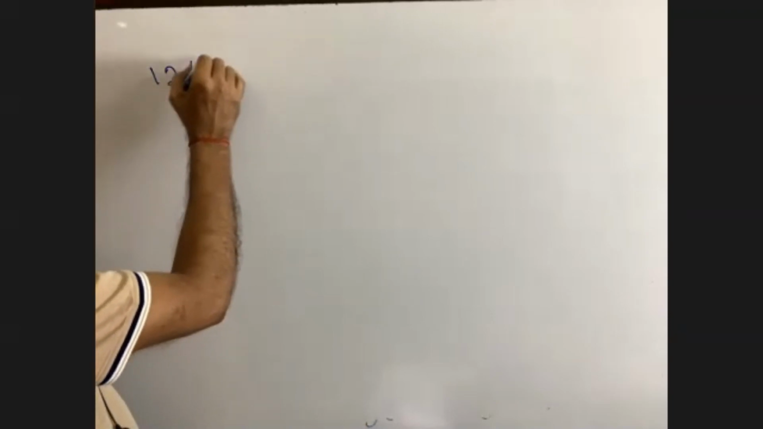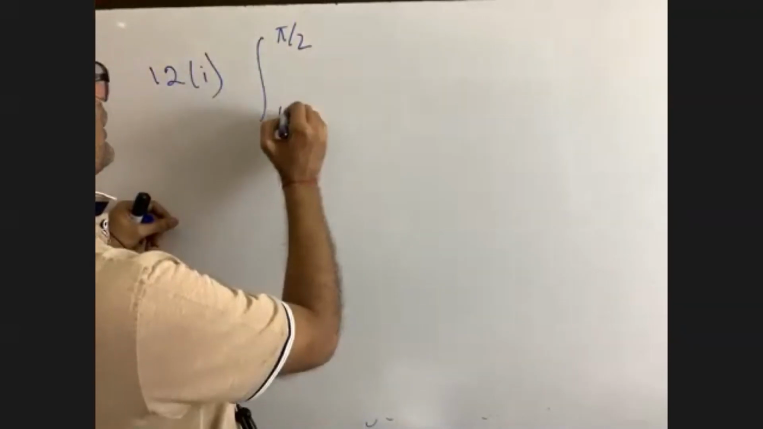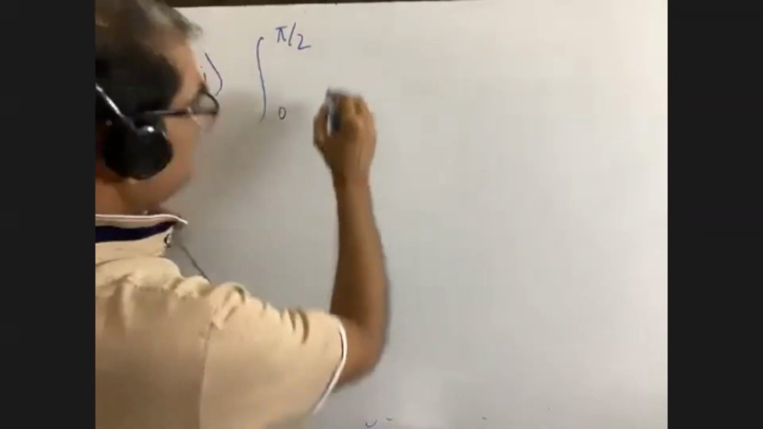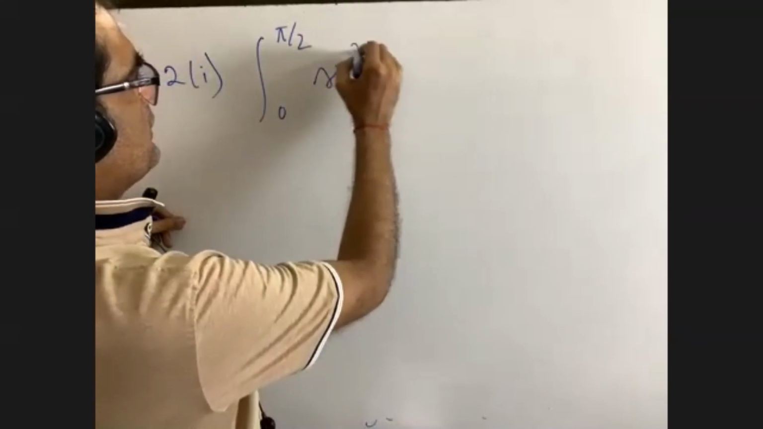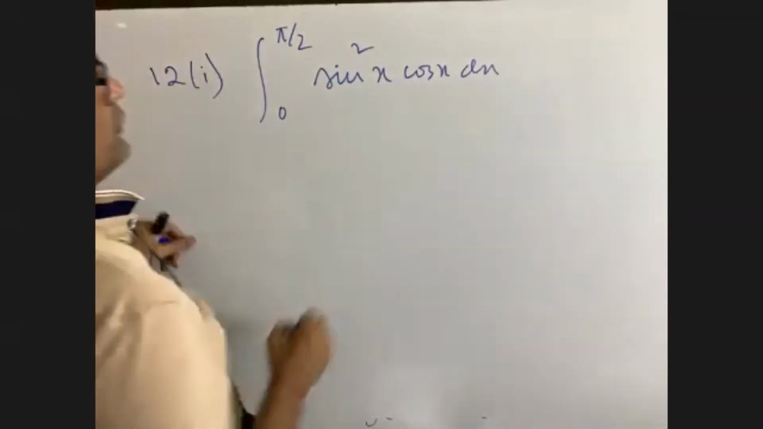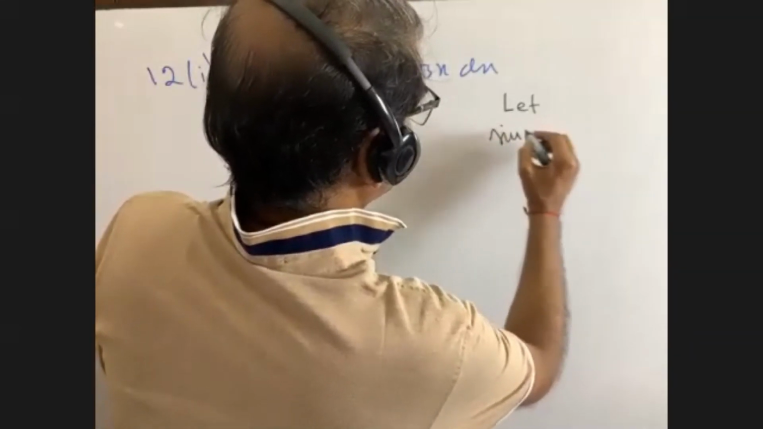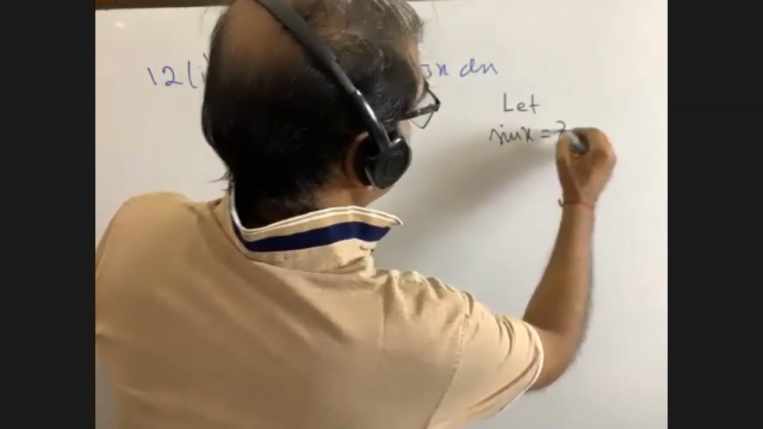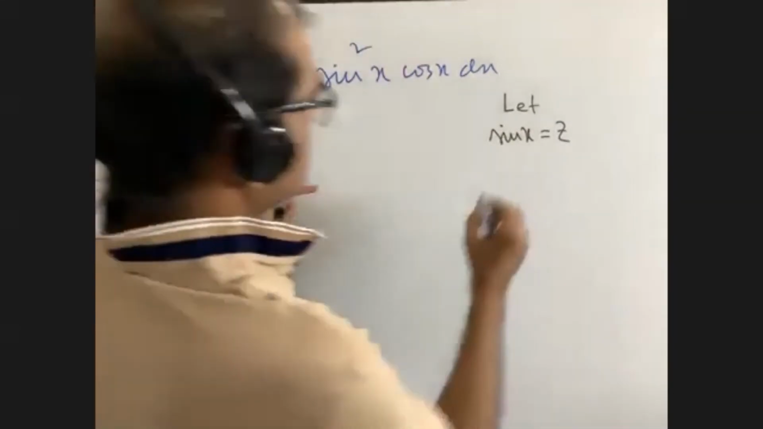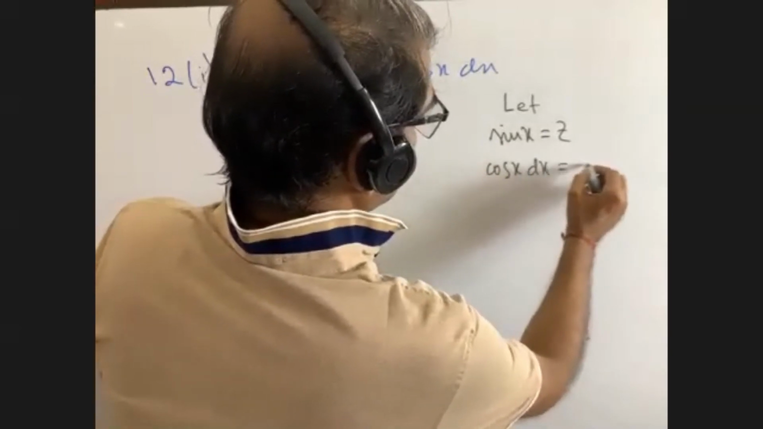Now question number 12.1. It is also from 0 to pi by 2, sine square x cos x dx. Can you do it? Let sine x equals to z. So we are getting cosine x dx equals to dz.